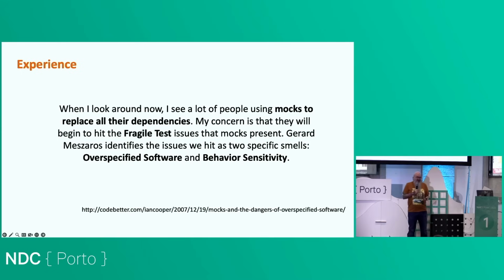Okay. As long ago as 2007, which makes me feel really old, I wrote this, because the TDD community understood at the time that people were going in the wrong direction, and we tried shouting a lot, but this automated software engineering kind of paradigm had really taken over. And back then I said, when I look around now, I see a lot of people using mocks to replace all of their dependencies. My concern is they will begin to hit the fragile test issues that mocks present. Gerard Meszaros identifies the issues we hit as two specific smells: over-specified software and behavior sensitivity.